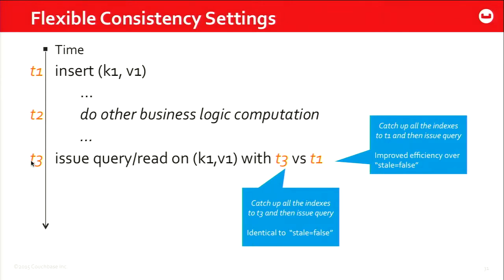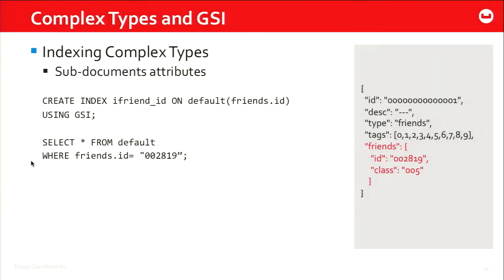So having this kind of flexibility actually reflects back into the query latencies that you will experience when you issue this type of query. Instead of saying T3, I could say I'd like to select this from this bucket and use this index, but use the consistency timestamp of T1. I can get a much lower latency experience because I don't have to wait for the indexes to catch up to T3. So that's one important thing to note.